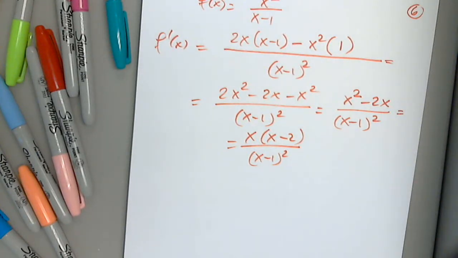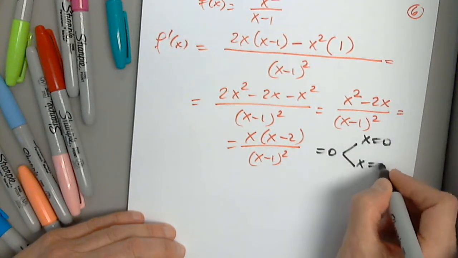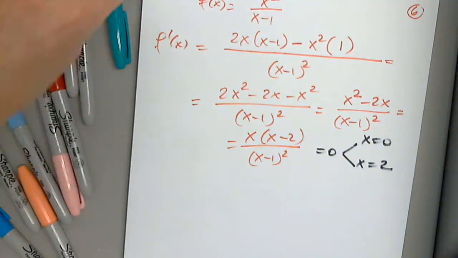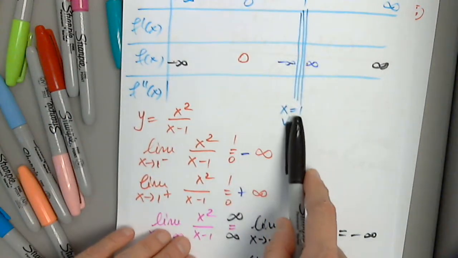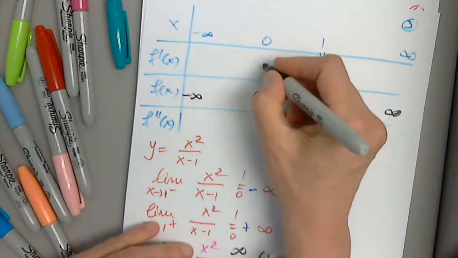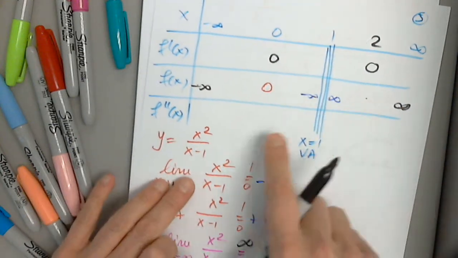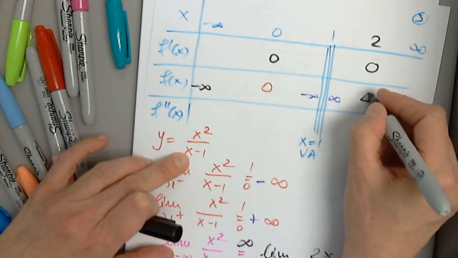Well, does this function have or not have critical numbers? This function has critical numbers, and they are 0 and 2. Very good. When we set this equal to 0, we get x equals 0 and x equals 2. This function is undefined at 1, but so is the function, so it doesn't matter. So then I go back, 0 and 2. I have to find the function value at 2. What do we have? We have 4 over 1, so this will be 4.